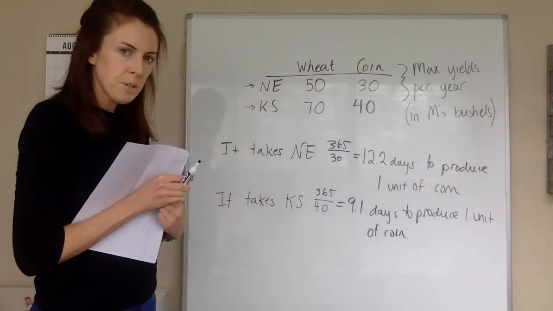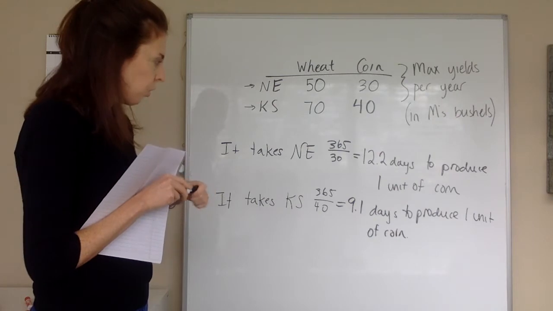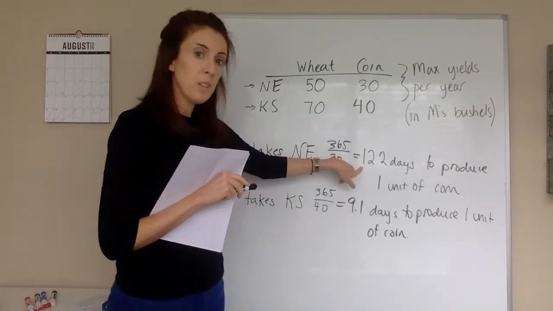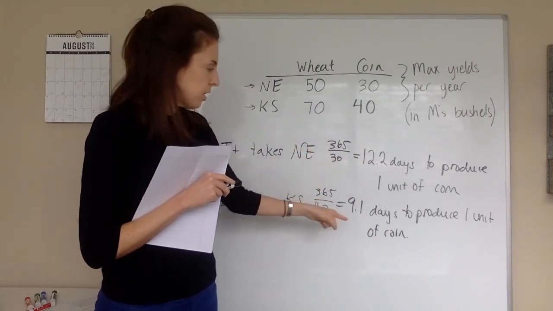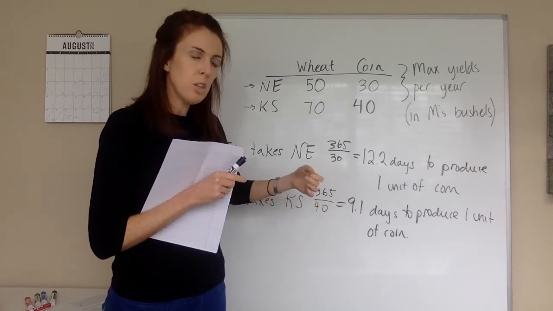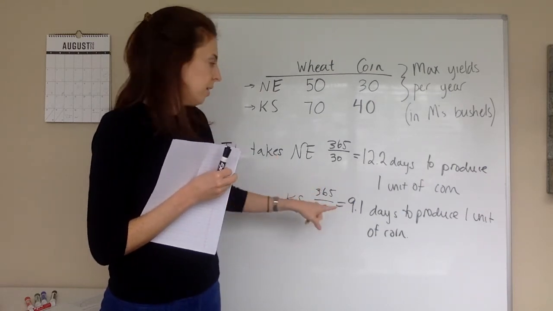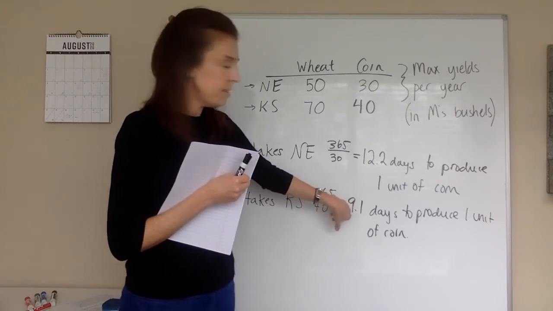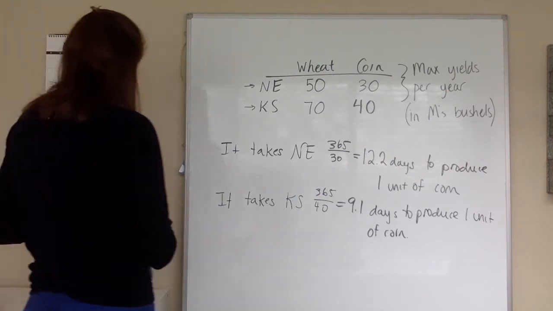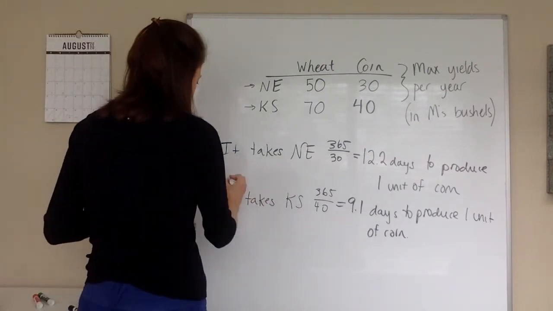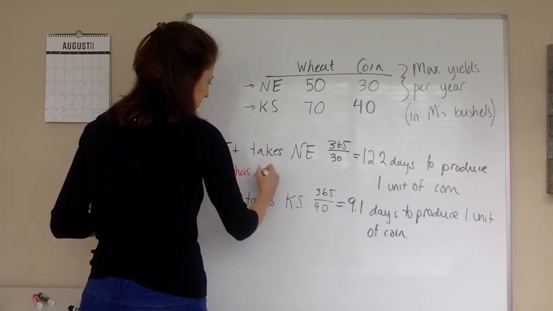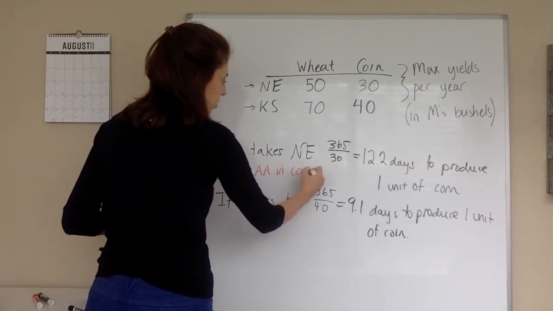Okay, so who has the absolute advantage in corn production? To get 1 unit of corn, it takes Nebraska over 12 days to produce it. To get 1 unit of corn, it takes Kansas just over 9 days to produce it. So Kansas can produce the same number of units, 1, in less time, or using fewer inputs. So again, Kansas has the absolute advantage in corn production.